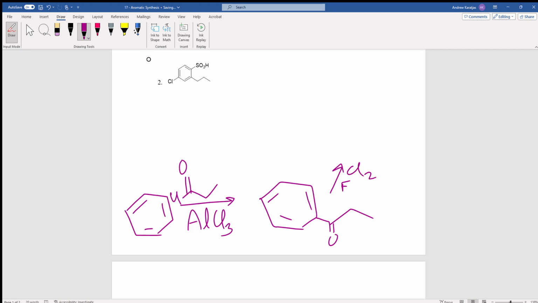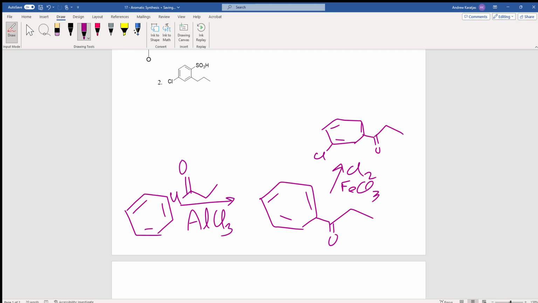The group that's meta is the chlorine. So we can then do chlorination, which will take place at the position meta to the carbonyl. Now, from here, there's two additional steps. One is the removal, the reduction of the carbonyl to give us the alkyl chain. The second one is the sulfonylation.